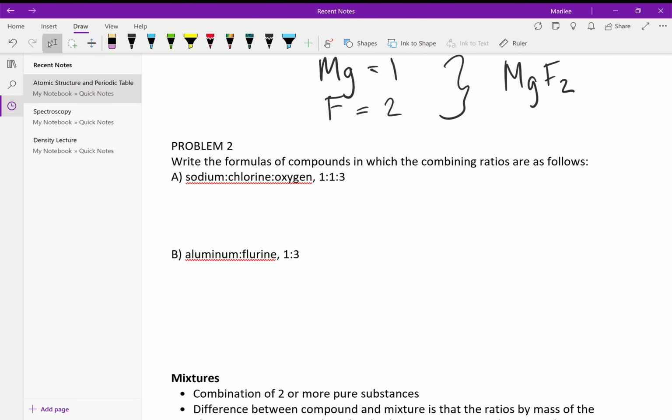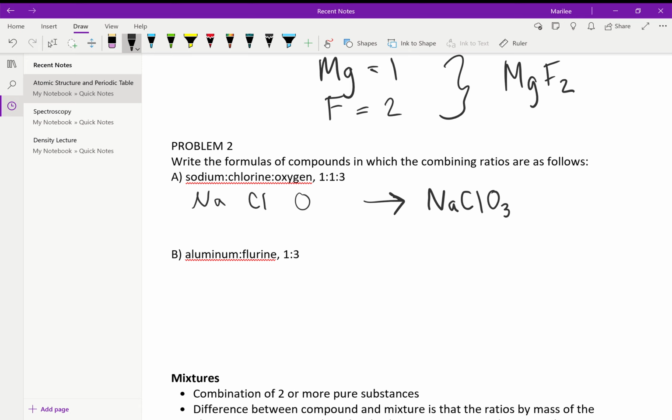Problem 2. Write the formulas of compounds in which the combining ratios are as follows. We have sodium, chlorine, and oxygen, ratio of 1:3. So how do we write that? Sodium is Na, chlorine is Cl, and oxygen is O. So how do we write this? We have 1 sodium, 1 chlorine, and 3 oxygen. So oxygen sub 3.